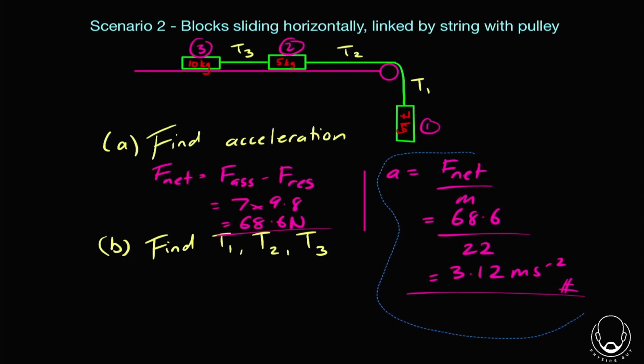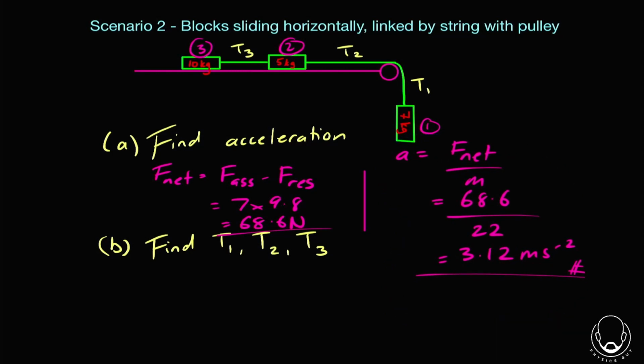Now, keeping in mind, because everything's nice and rigid, if it's 3.12 m/s² for the entire system, then it's 3.12 m/s² for every single object inside the system as well. So this is telling us that the 7 kilo mass is accelerating at 3.12 m/s², the 5 kilos is accelerating at 3.12 m/s², and the 10 kilos is accelerating at 3.12 m/s². Now, it might be accelerating in different directions because we've got this little pulley here, which is changing the direction of the force, but the magnitude of the acceleration is always the same for every single object inside this completely rigid system.